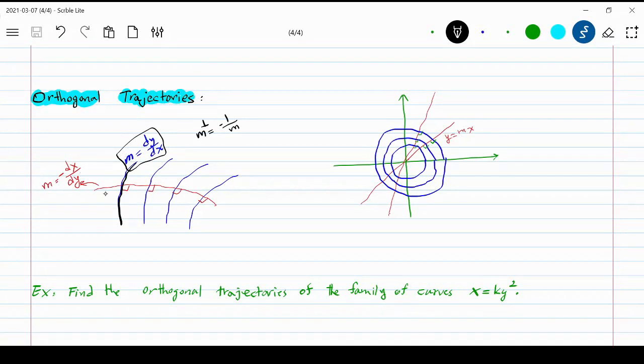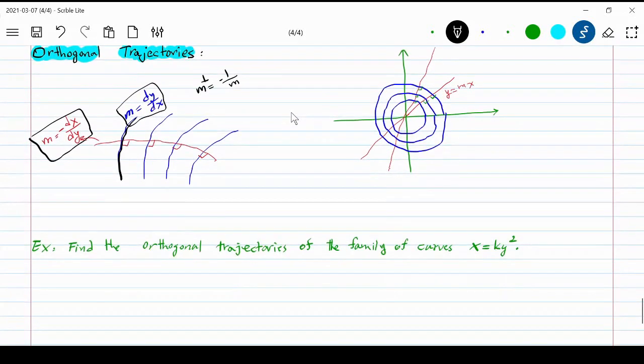So in this case, the red curve must have the slope of negative dx over dy. So if we find the slope of the blue curves, then we can find the slope of the red curve by taking a reciprocal and multiplying by a negative. Then we have a differential equation to solve. We can find the equation of the curve satisfying that differential equation.